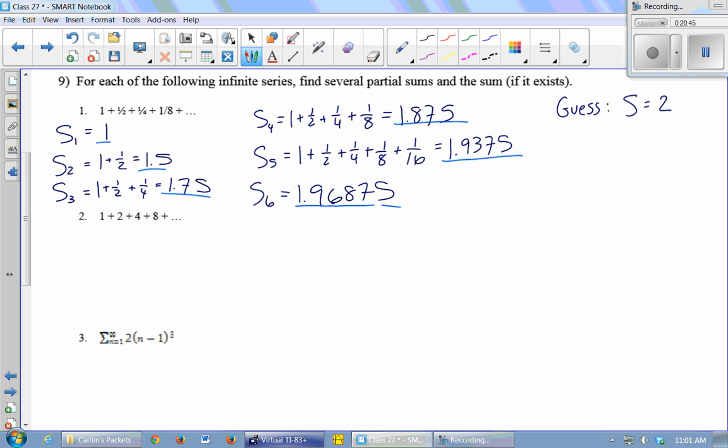But I actually can calculate it exactly because this is a geometric sequence, right? Is there a number that you can multiply 1 by to make a half?